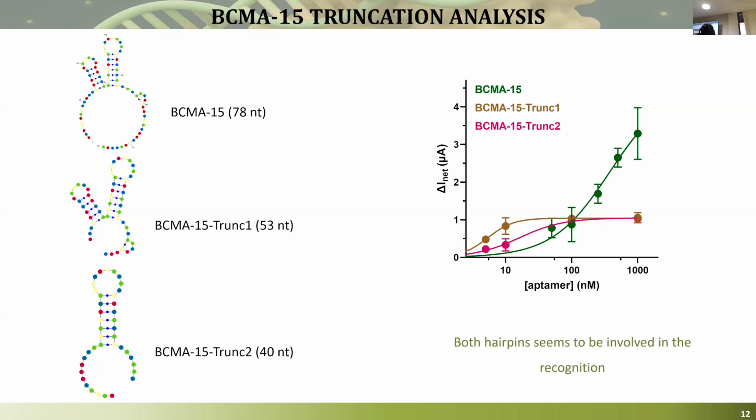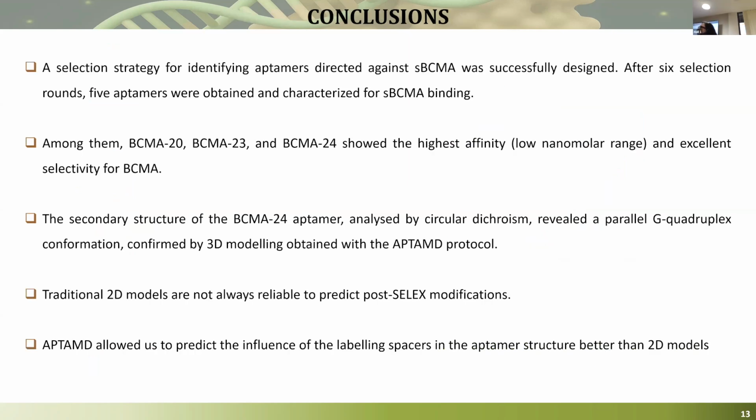So just to conclude, we have developed a selection strategy for identifying aptamers directed against the soluble form of BCMA. And after 6 rounds of selection, we have obtained 5 aptamers, among which BCMA 20, 23, and 24 show the highest affinity and selectivity.